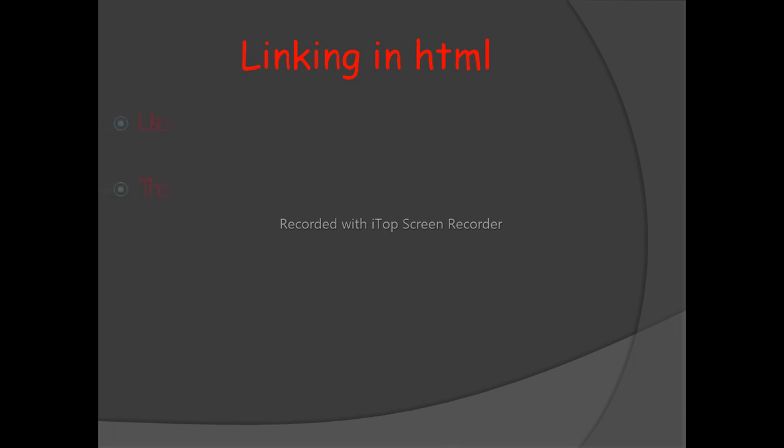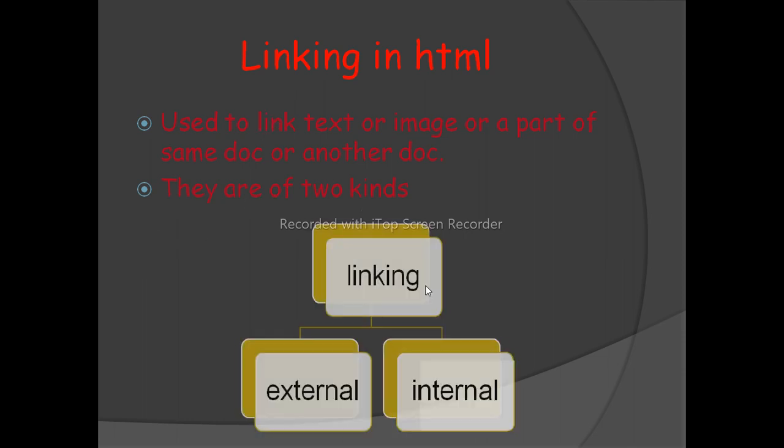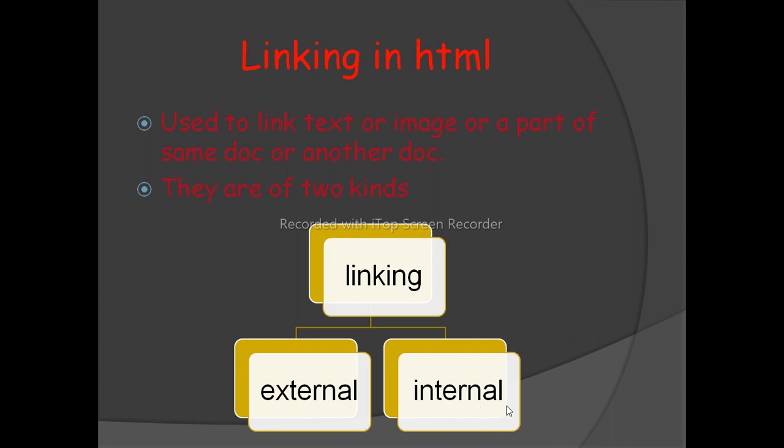Linking in HTML. Now, what is it? It is used to link a text or image or a part of the same document or another document. We use linking; it is a very powerful feature of HTML. Now, it is of two kinds: external and internal. So linking is divided into two parts. The first is external linking and the second is internal linking.